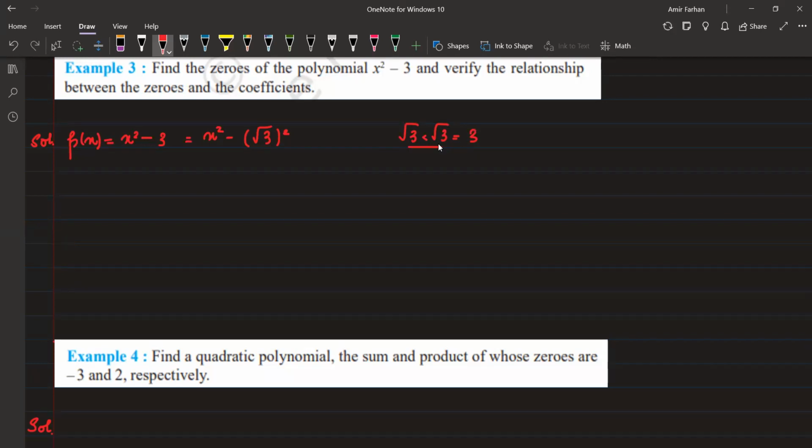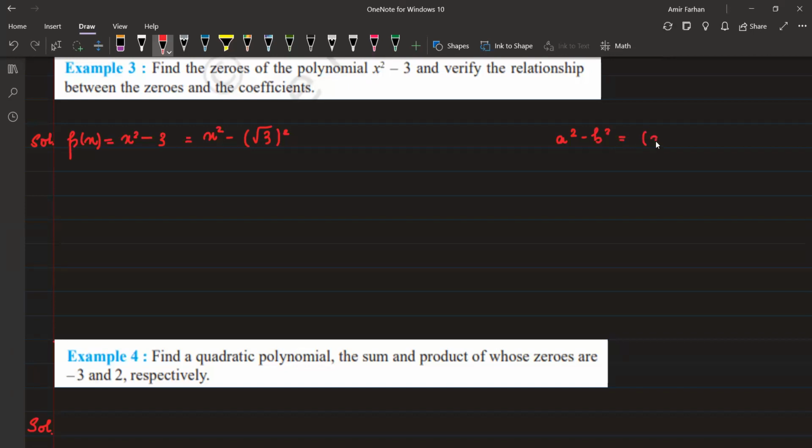Yes or no? Yes, sir. Why yes, sir? Because you can see this thing. This is making an identity, that is a square minus b square. Do you remember this identity, a square minus b square? What is the expansion of this identity? Any idea? A plus b into a minus b. A plus b into a minus b, by Gianna.